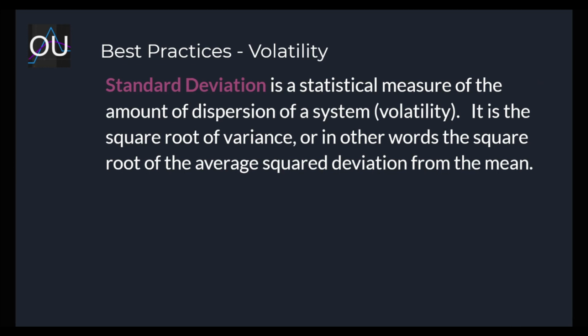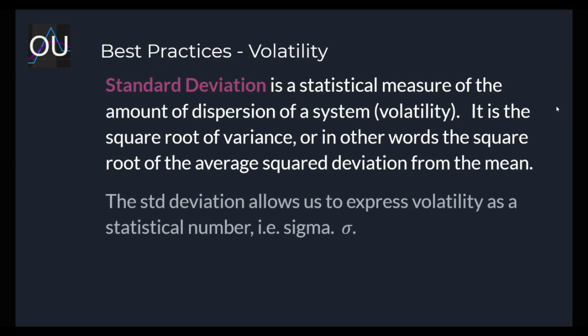Well, standard deviation is essentially the statistical measure of the amount of dispersion of the volatility. It's the square root of the variance, or in other words, the square root of the average squared deviation from the mean. So what is all that? It's basically a statistical way we can express the dispersion or the volatility in any given system. So the standard deviation pretty much allows us to just express volatility as a statistical number. That's it. We refer to it as sigma.